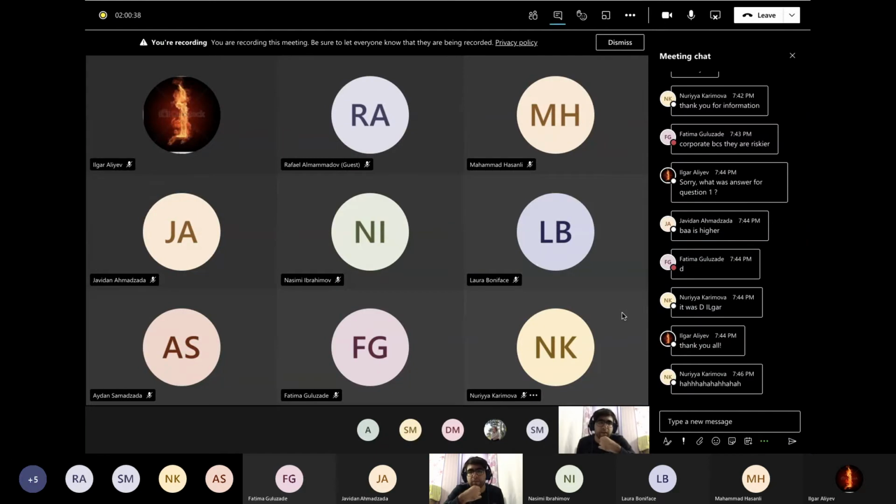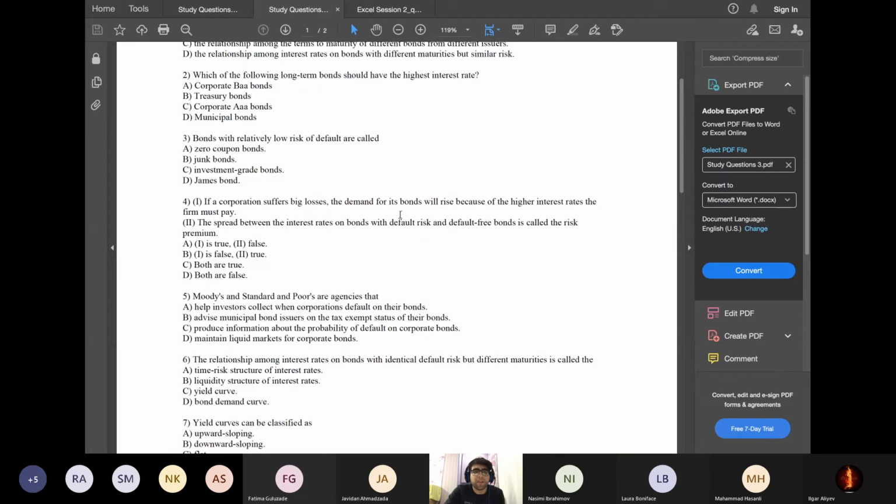Because only I am talking, I want you also to interact. Open your microphone and say what's in your mind. Why is the first one false? It's false because when a corporation suffers losses, it will try to raise demand by raising the interest rates. It goes from the interest rate to the demand, not vice versa, not like here.